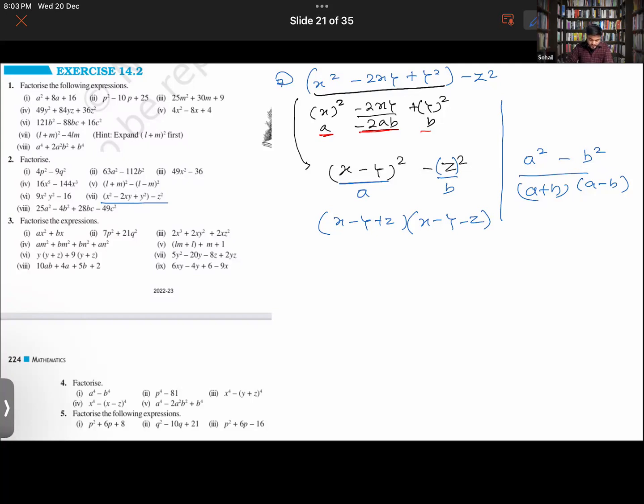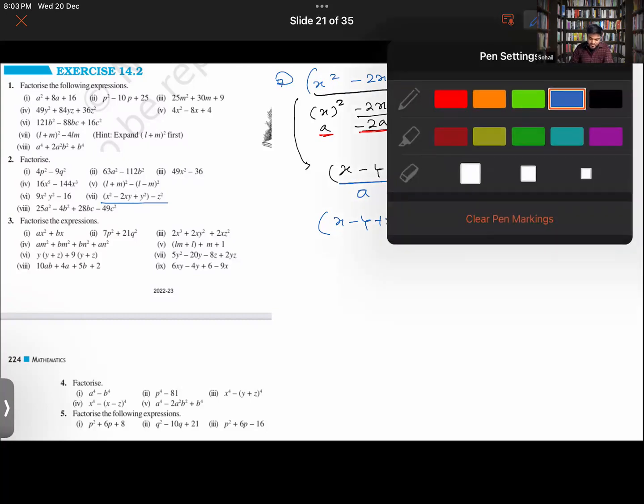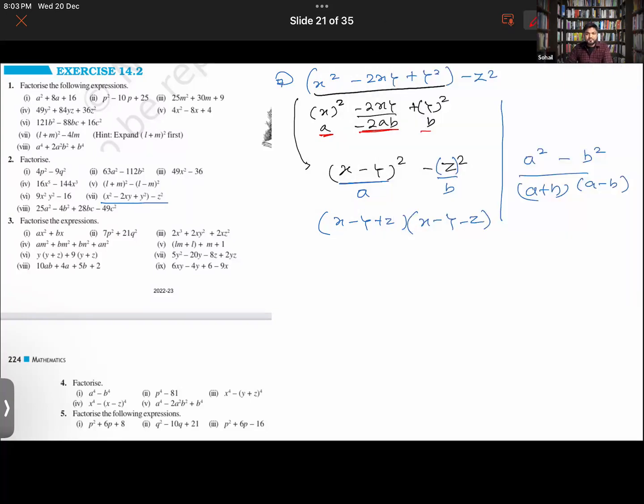Question number 8 is also simple. Attempt, both of you attempt this one quickly.